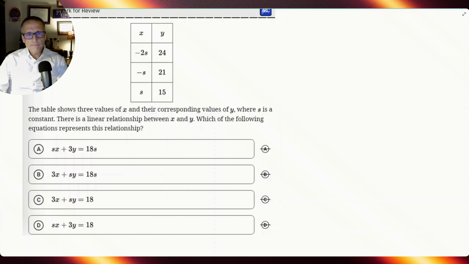Well, hello students. I want to work a challenging SAT problem from the BlueBook test number 8. I believe it is practice test number 8. And this involves a challenging linear relationship problem.